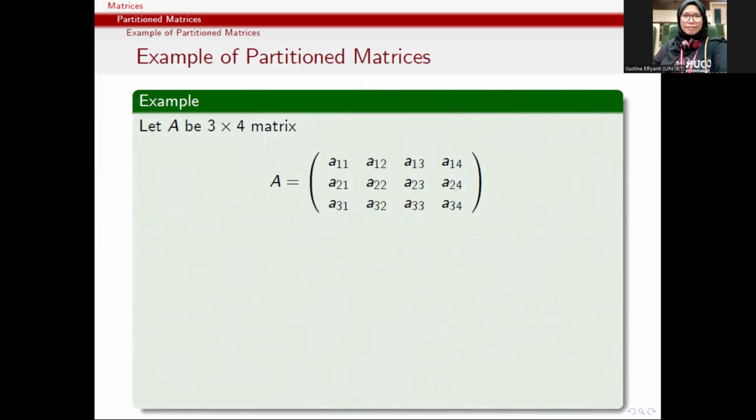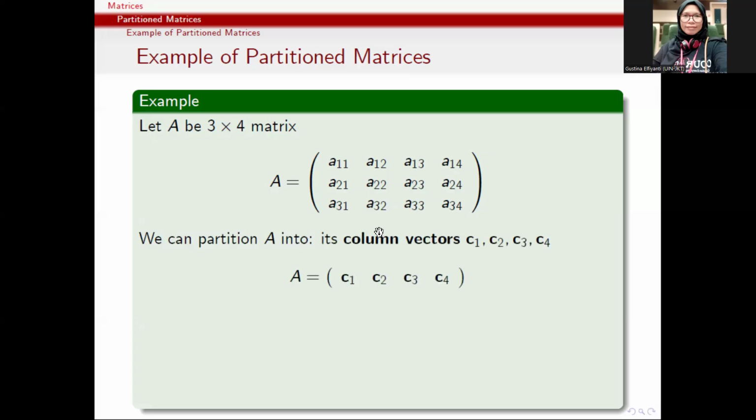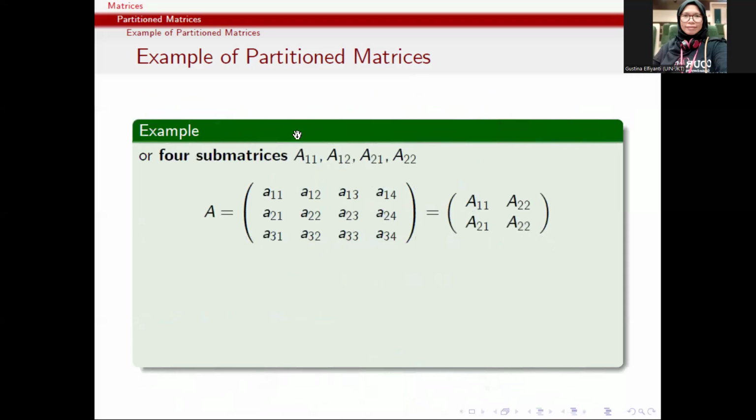Here as an example of partition matrix, we have A be a 3×4 matrix. We can partition A into its column vectors, say C1, C2, C3, and C4. Or we can also partition it into its row vectors, say R1, R2, and R3. And we can also partition it into 4 submatrices called A11, A12, A21, and A22.